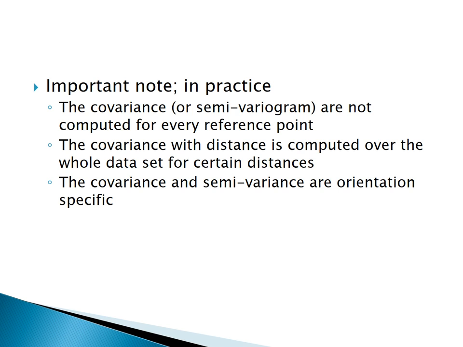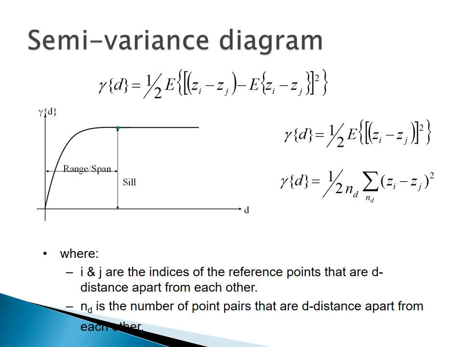In practice, we don't compute the covariance or semivariogram, which are those diagrams we were just showing, for every reference point, because that would take forever. The distance itself is computed over the whole data set for certain distances, set at different distance intervals. And then the covariance and semivariance are orientation specific, which adds a lot more to the fun of that.